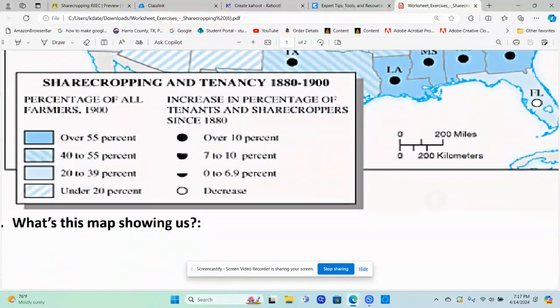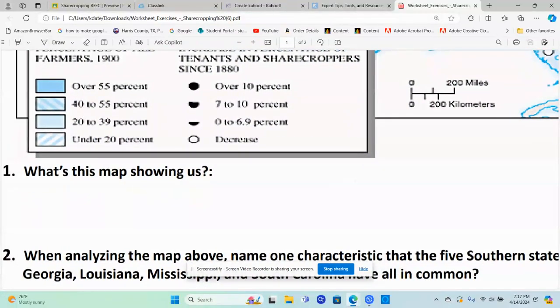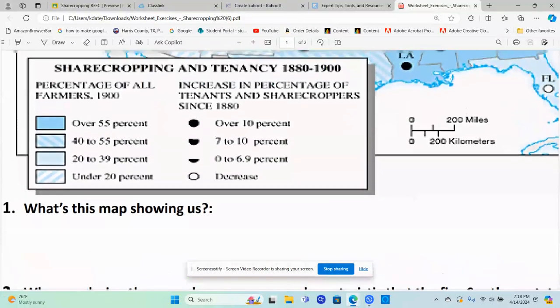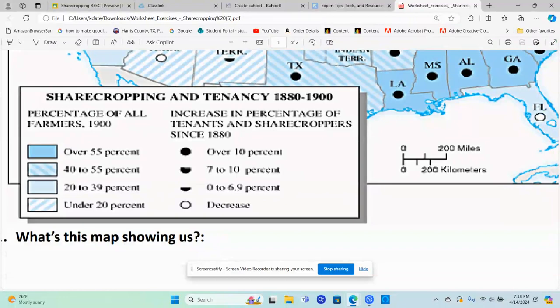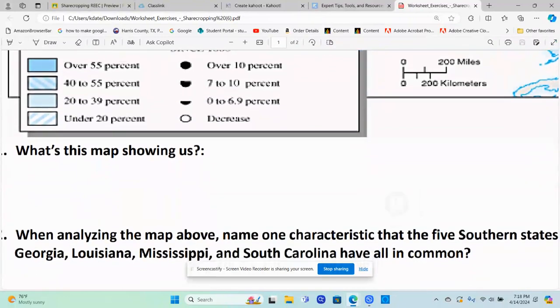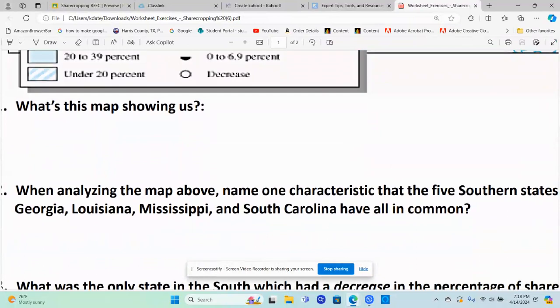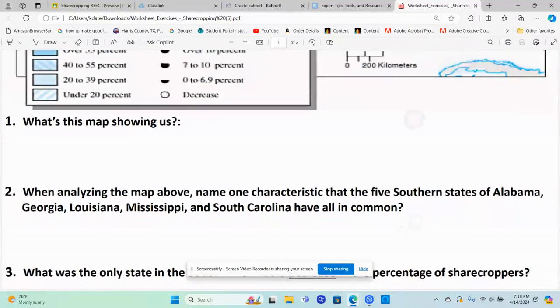Now you have some questions. Question number one, what's this map showing us? So you're going to respond by telling what the map is showing you. Number two, when analyzing the map above, name one characteristic that the five southern states of Alabama, Georgia, Louisiana, Mississippi, and South Carolina have in common.